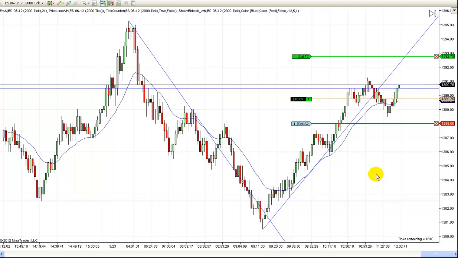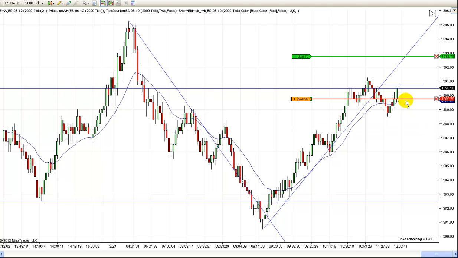So we're out of that, but we didn't get that extra tick yet, so it hasn't moved our stop to break even. But I'm going to go ahead and move it up to break even because I don't want it to come back and take away my profits.